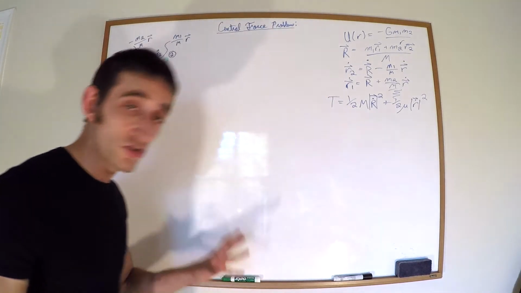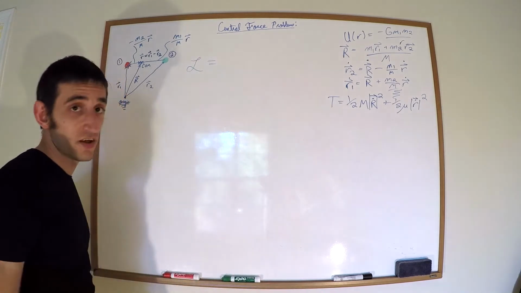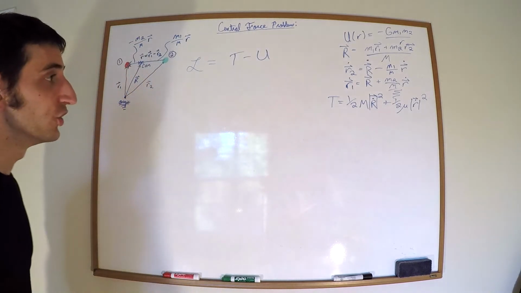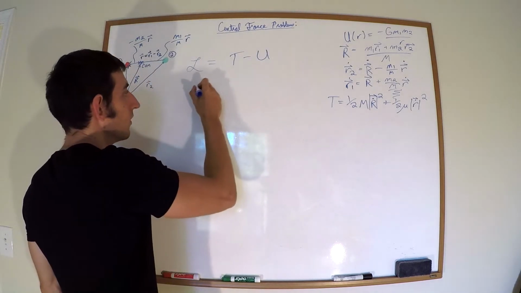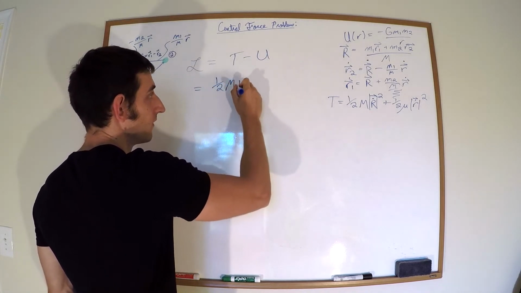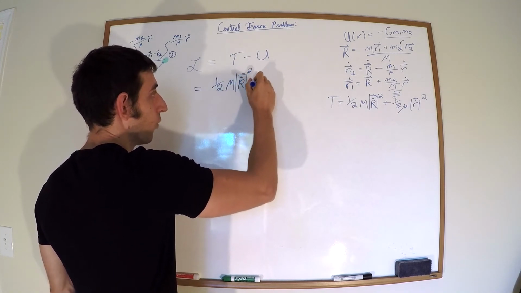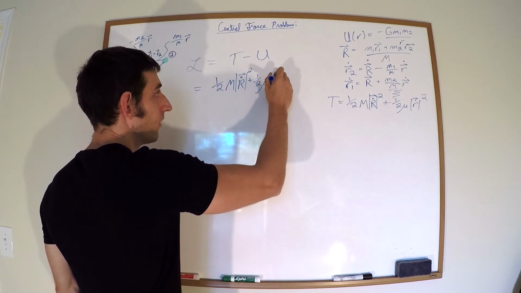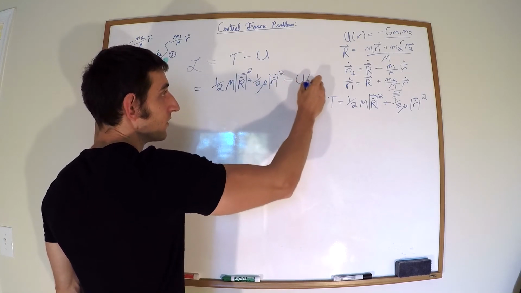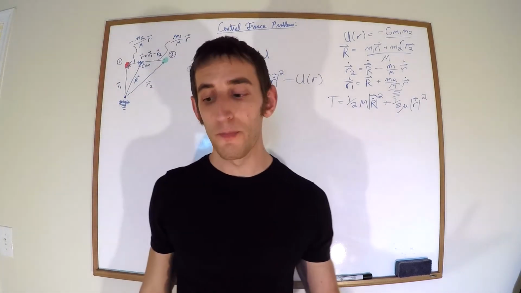But the next step you would do in Lagrangian mechanics is you'd say, okay, let me figure out what the Lagrangian is going to be. The Lagrangian is always defined as t minus u. Okay, so we know that the Lagrangian is going to be 1/2 big M big R dot squared plus 1/2 mu little r dot squared minus u of r. So what I want to point your attention to is the following.